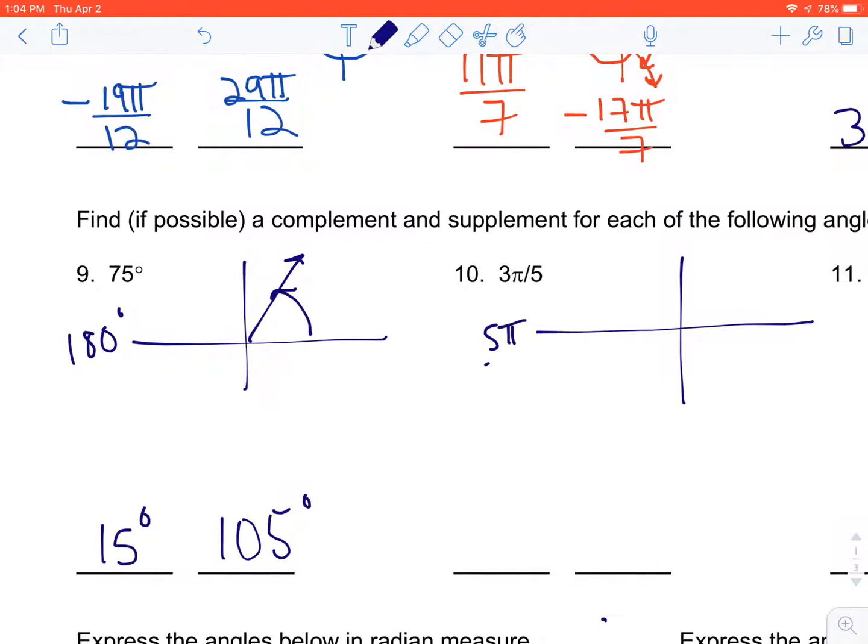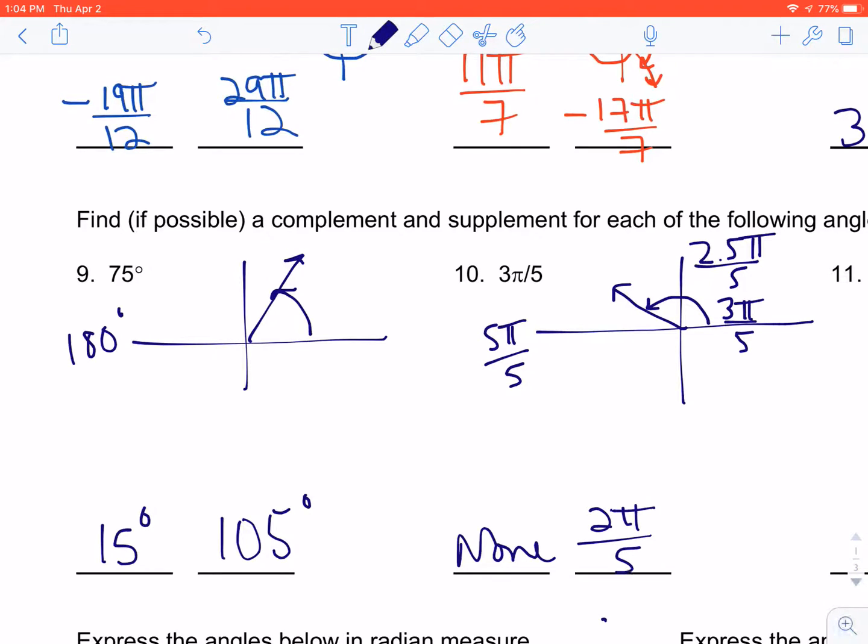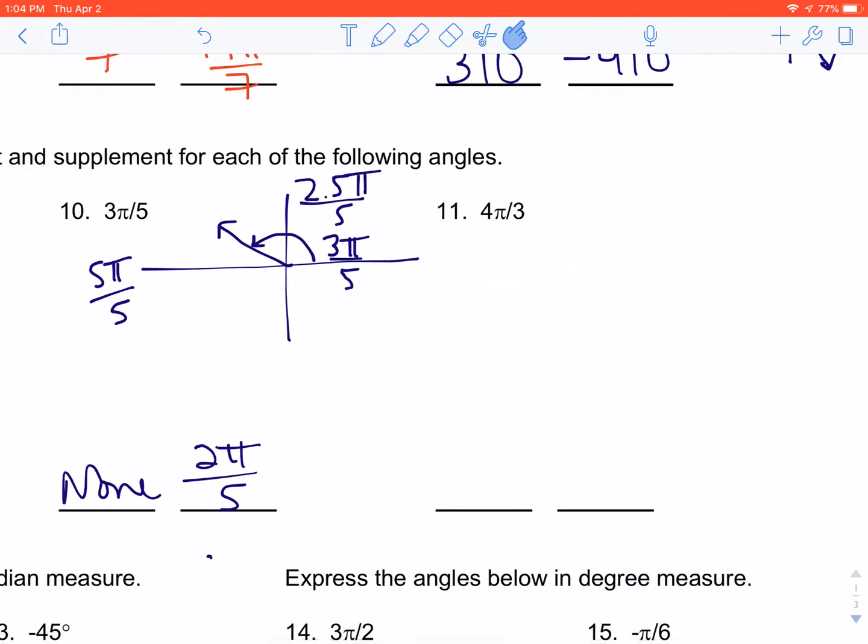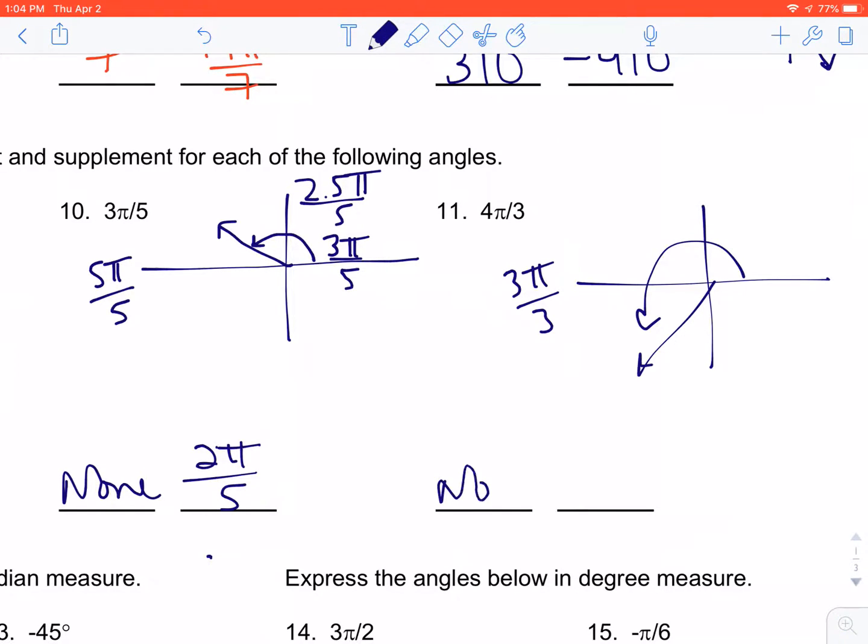For the next one, 3 pi over 5, since this is about half, it's half of 5, or 2.5 pi over 5, which isn't a good way to answer a question, but again, it's just my road map. It has already gone past 90 degrees or pi over 2, so there is not a complement. Now if I sketch 3 pi over 5, I need to add 2 pi over 5 to get 5 pi over 5, so that's its supplement. And in number 11, 4 pi over 3 is already past 180, so there is not a complement or a supplement.